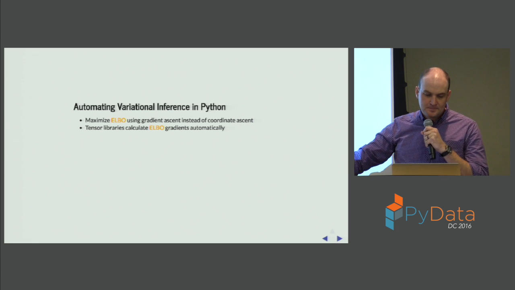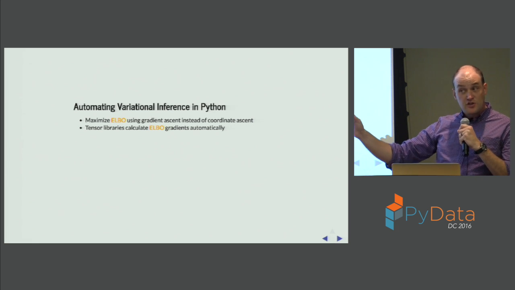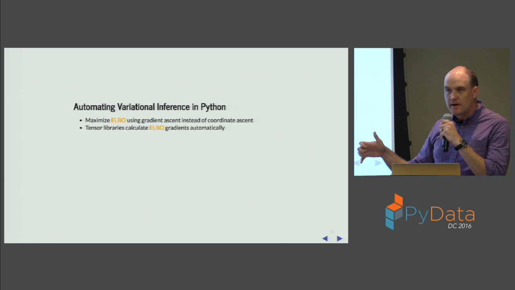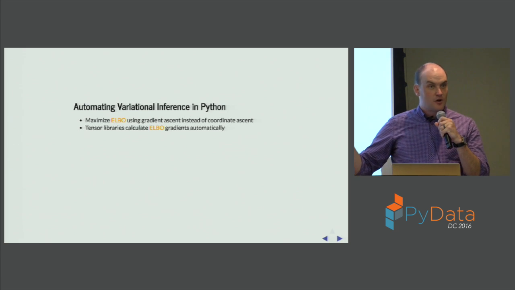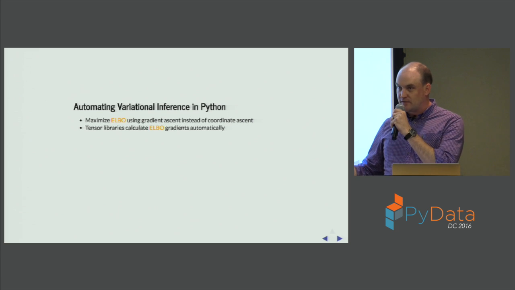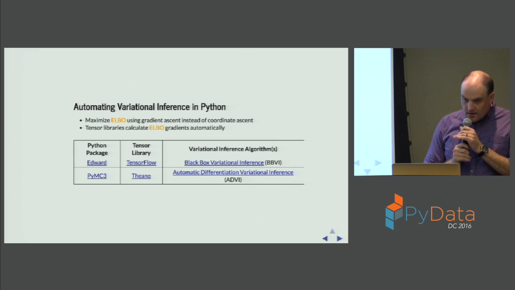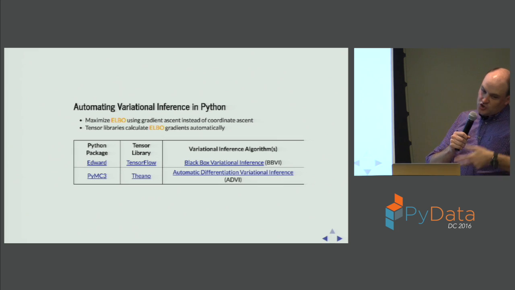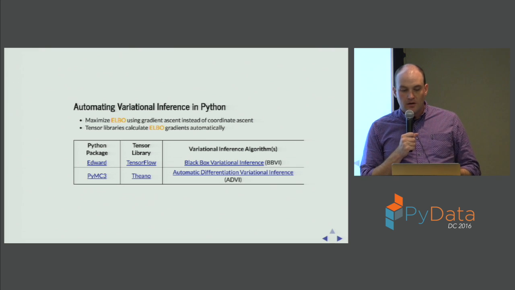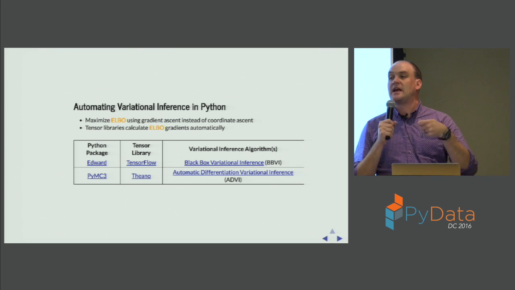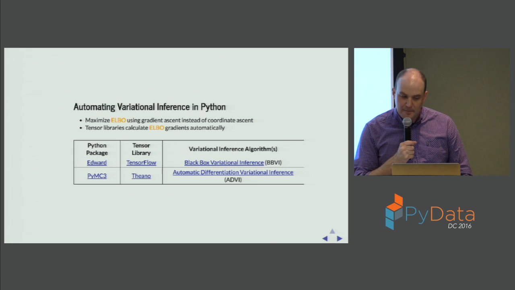That'll go faster. And two, we want to use some tensor libraries, I'll clarify what I mean by that in a second, to calculate the gradients automatically, to do calculus for us. So here's a table of the two Python packages I want to talk about, the tensor libraries they use, and the variational inference algorithms they implement.